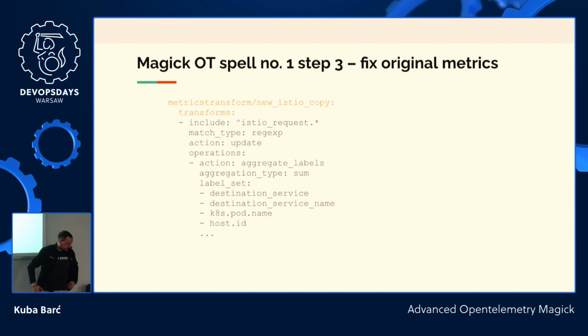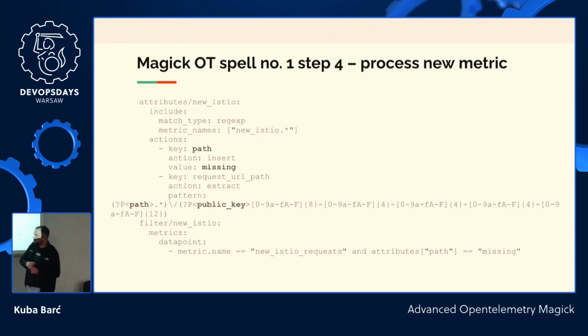This basically tells me, hey, the thing that I did with exposing URL path, I don't want it. I only want these labels over here, and I don't really care about request URL path anymore. Please reaggregate all of this data based on these labels. And this is how I got my original Istio request total metric back.